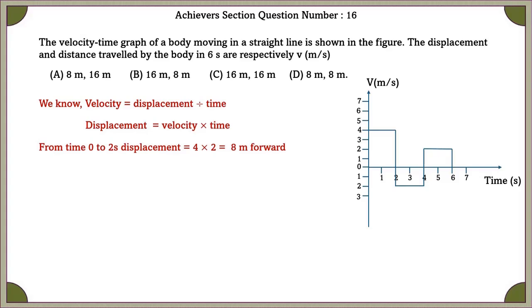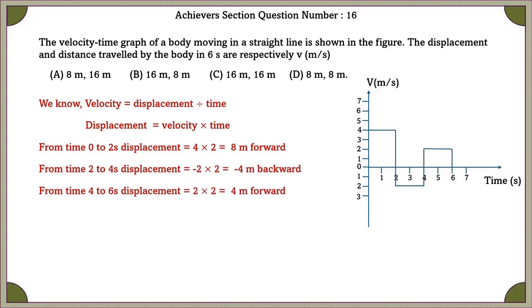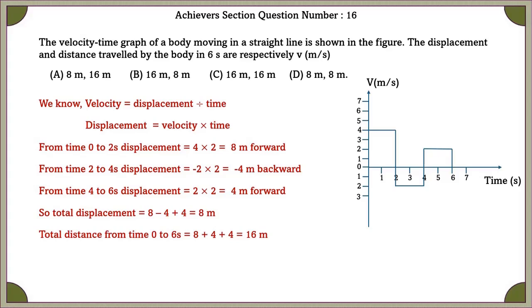So from time 0 to 2 seconds displacement is equal to 8 meters forward. From 2 to 4 seconds it will be minus 4 meters backward. And from 4 seconds to 6 seconds it will be 4 meters forward. So total displacement is equal to 8 meters. So total distance from 0 to 6 seconds is equal to 16 meters.